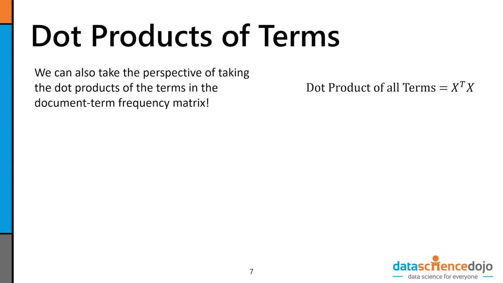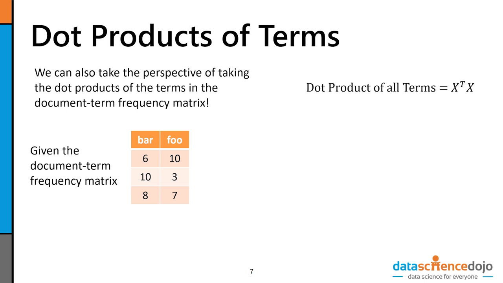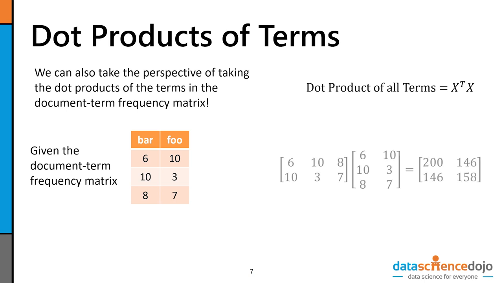We'll do X transpose X. So notice that we've just flipped essentially the X and the X transpose. Once again, here's our hypothetical matrix, and you can see here the mathematics involved. And lastly, you can see the correlation of bar with itself is 200. The correlation of bar and foo is 146. And the correlation of foo with itself is 158, given this document term matrix.